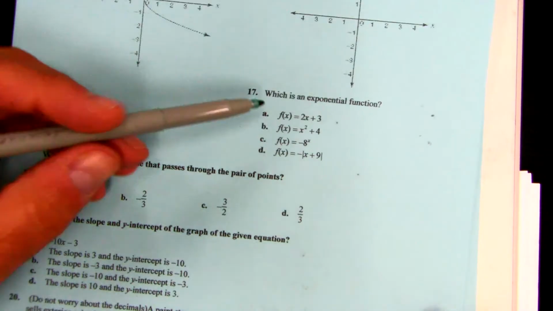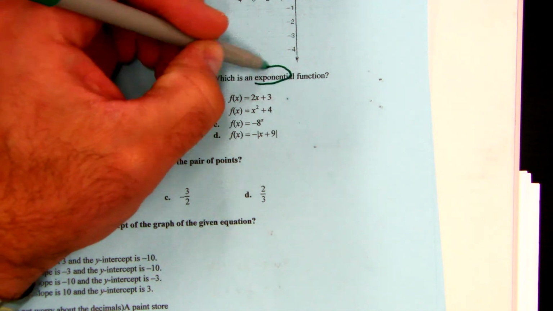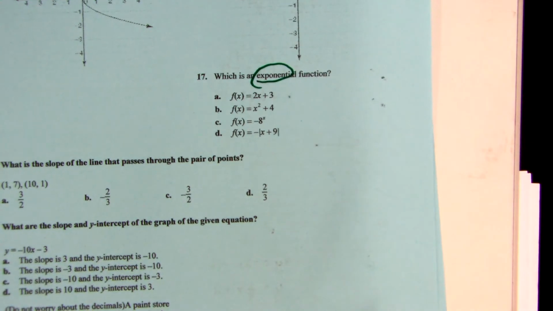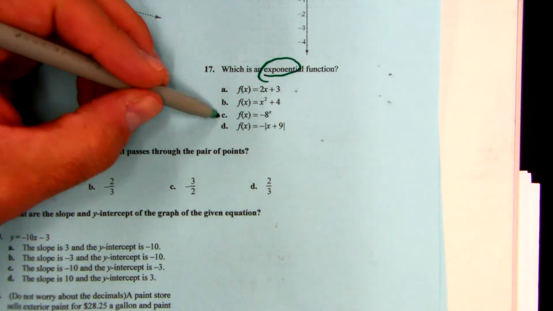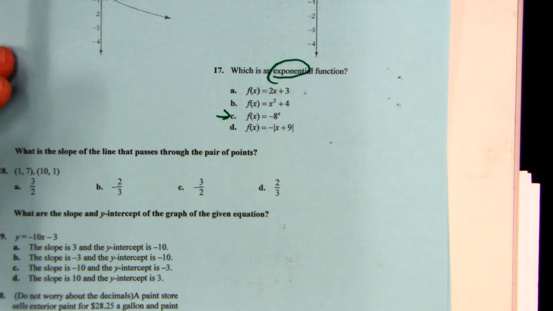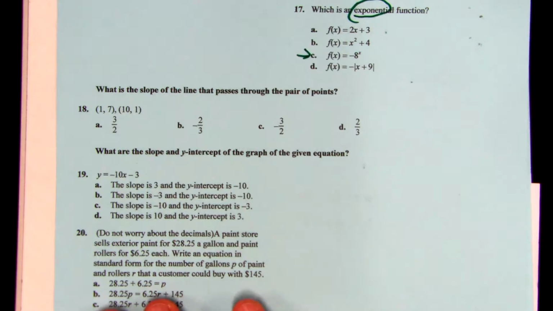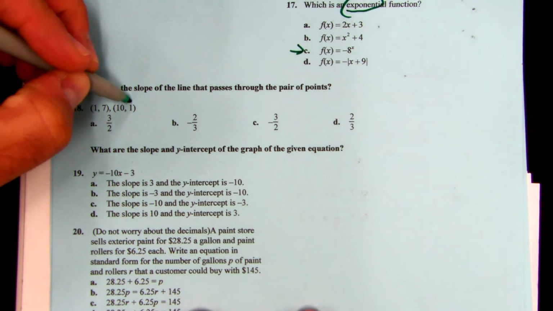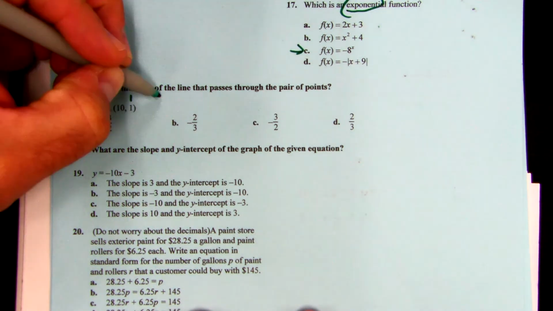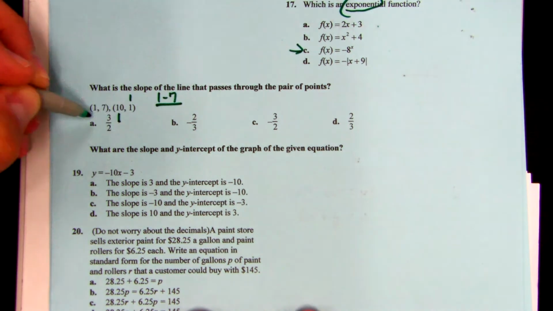Number 17. Which one is exponential? Exponential means I have an x in the exponent. So which problem has an x in the exponent? Hopefully you see it's only one that has x as an exponent. Problem 18. Problem 18 asks you to find the slope. This is our y2 minus y1 over x2 minus x1. First difference problems. 1 minus 7. And then 10 minus 1.